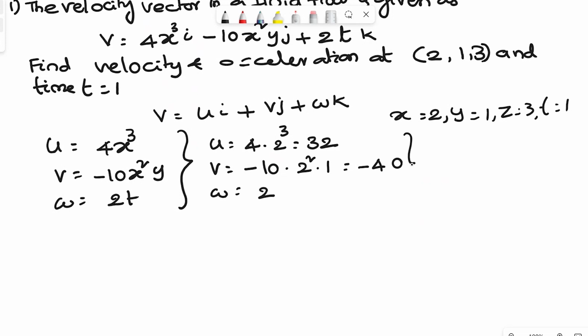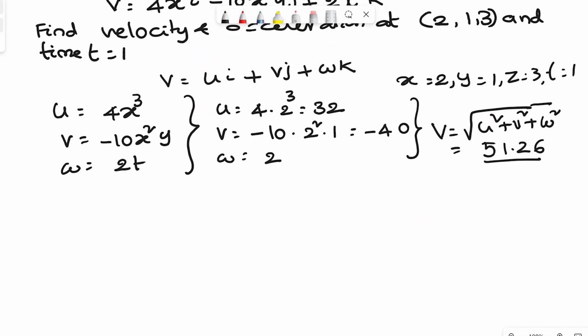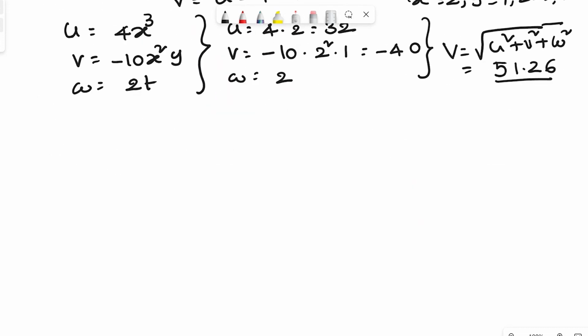Then the velocity is equal to square root of u square plus v square plus w square. If you put it in, 32 square is 1024, 40 square is 1600, plus w square 4. If you total it, it is going to be 51.26 units. So that is regarding the velocity. But the most important term for us is the acceleration.